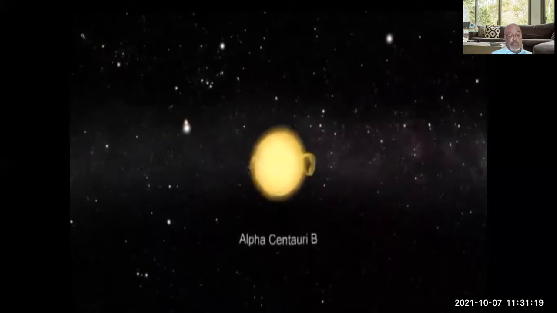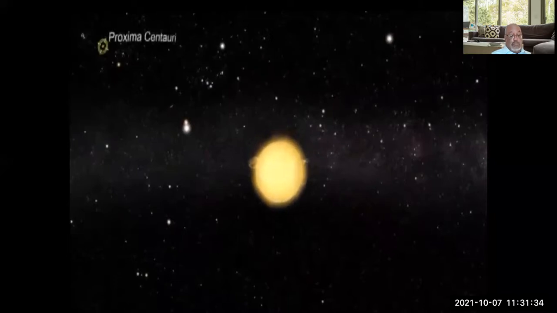Alpha Centauri B is slightly smaller and cooler than the Sun. Alpha Centauri A and B orbit each other every 80 years. A third distant star of this system, called Proxima Centauri, is faintly visible.